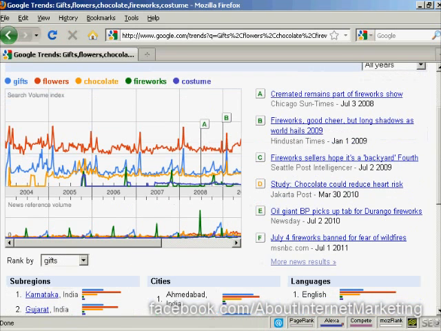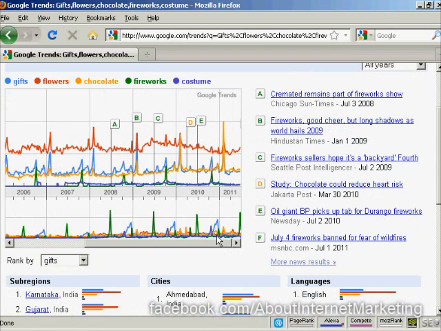We can see, if I just scroll down here, that the pattern for flowers, it goes up a bit at the beginning of every year, as do gifts. But also you notice here that fireworks tends to peak around the end of the year, when people buy fireworks for Diwali, as do chocolate. That's the beginning of the year as well, and so on. So you can use this data to tailor product launches or to tailor campaigns aimed at specific markets at specific times of the year.